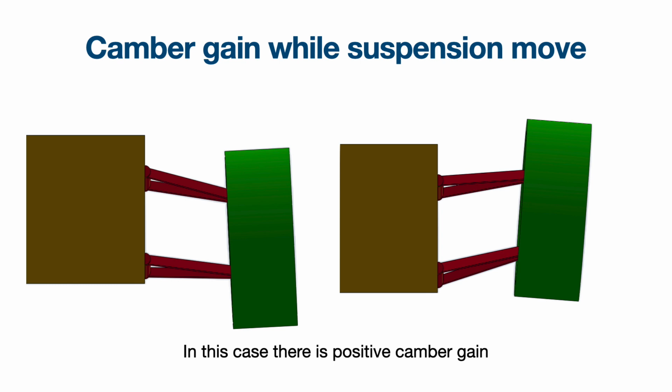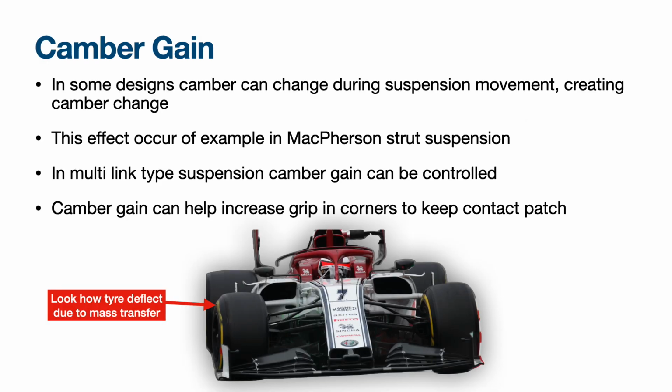In this case, this is the positive camber gain. So we are gaining the camber in a positive way. We are going from negative to positive camber. You can see on the left when the wheel is on the ground, so the car is static, we have negative camber. But if the suspension is going up, we got positive camber. Of course, this can be designed so that we are just increasing the negative camber, and it can increase the grip because we are increasing the contact patch of the tire during the mass transfer in cornering.